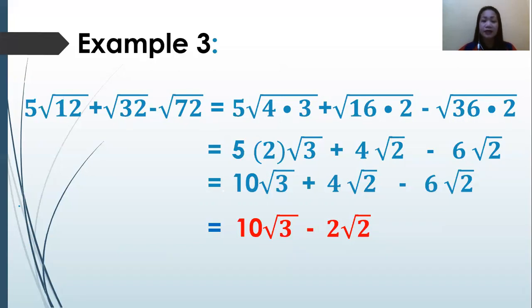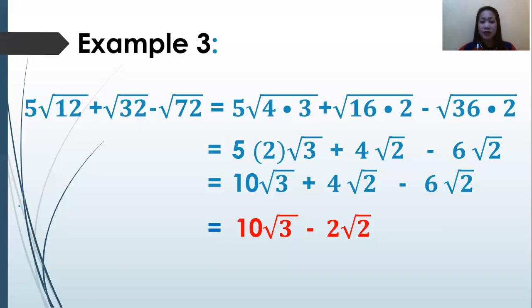First, copy the numerical coefficient 5. Then bring out the square root of 4, so it is equal to 2 times the square root of 3, plus the square root of 16 times 2, we have 4 square root of 2. Then for the square root of 36 times 2, we have 6 square root of 2. Then we are going to multiply first. 5 times 2, we have 10 square root of 3 plus 4 square root of 2 minus 6 square root of 2.